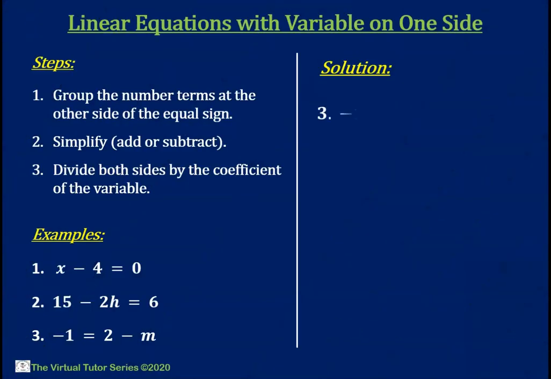Example 3. -1 is equal to 2 minus m. To make the solving easier, let's bring -m to the left-hand side and move -1 to the right-hand side. In this case, we will add m and 1 to both sides of the equal sign.